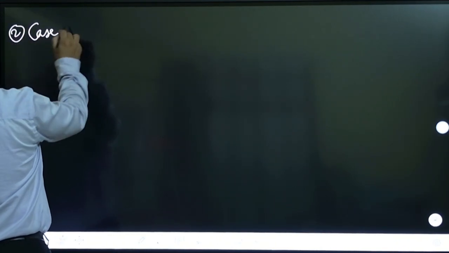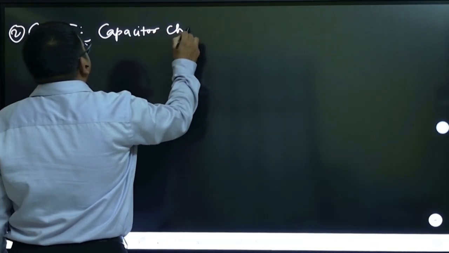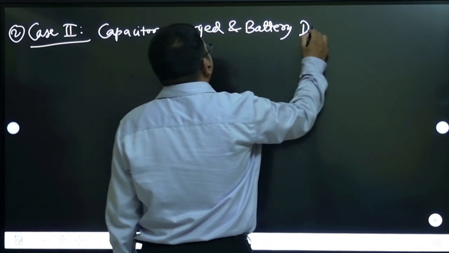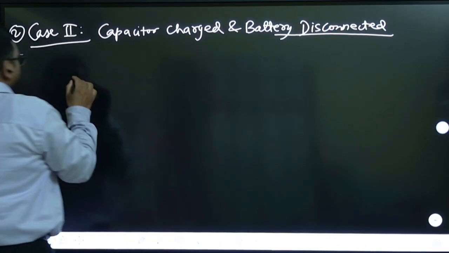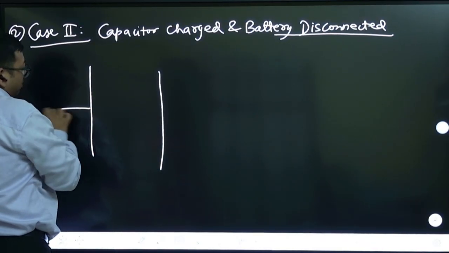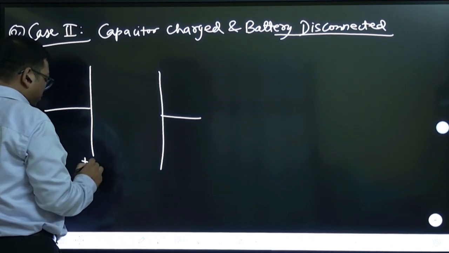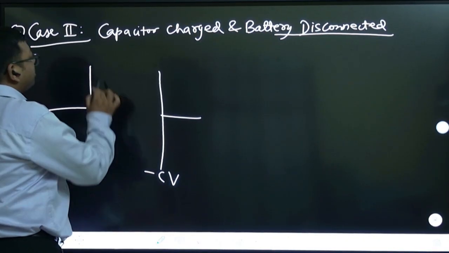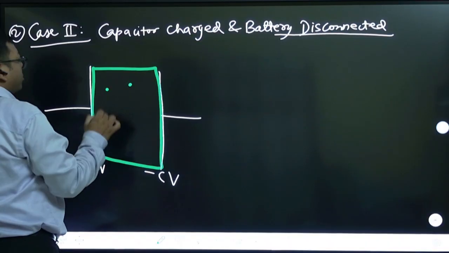Case 2: capacitor charged and battery disconnected. So first let us see the effect of inserting. Inserting means we are assuming completely inserted. First of all, you have charged it. So you have used the battery voltage V, so it has got a charge plus CV, minus CV. Now you have completely inserted. Here we are studying the effect of completely inserting it.